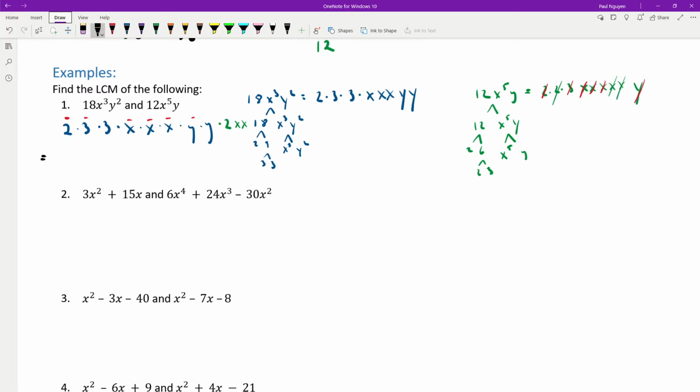So this would be equal to 2 times 2 times 3 times 3, which is 36, times x to the fifth. How many x's do I have? 1, 2, 3, 4, 5. So the least common multiple between these two is 36 x to the fifth y squared. I'll just save some time: 2 times 2 times 3 times 3 times 5 x's.